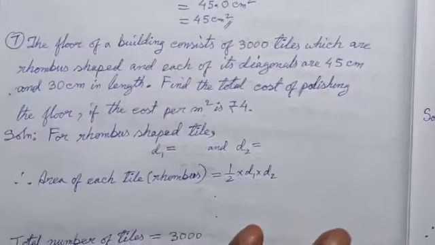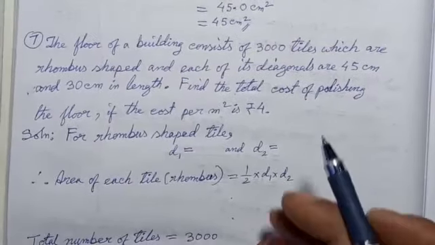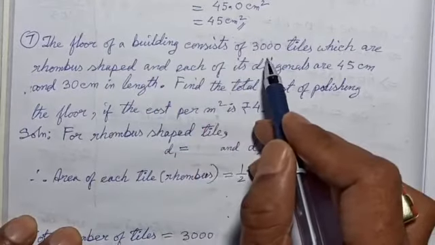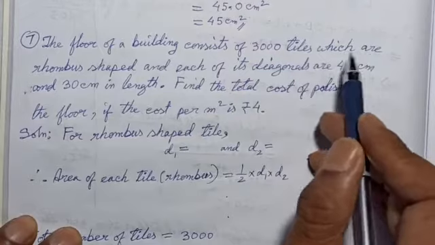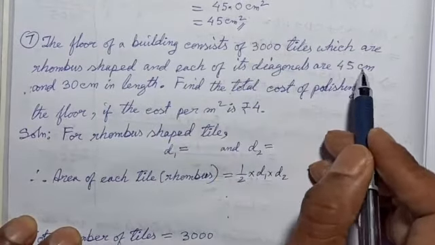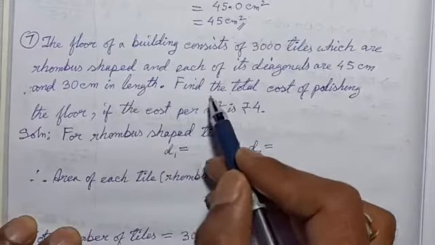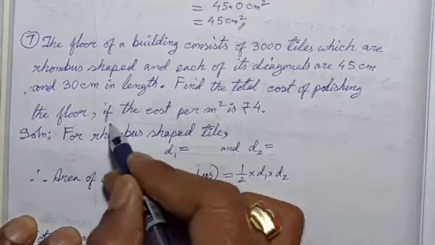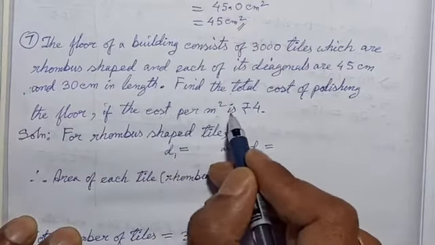Let's study the question. The floor of a building consists of 3000 tiles which are rhombus shaped, and each of its diagonals are 45 centimeter and 30 centimeter in length. Find the total cost of polishing the floor if the cost per meter square is ₹4.